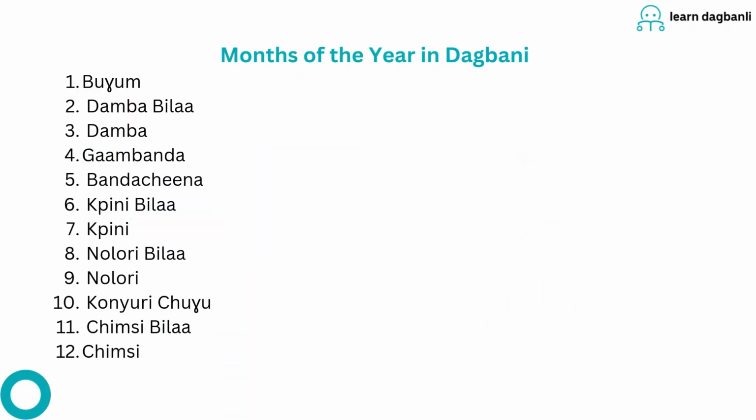Now let's look at the months of the year in Dagbani. Boam, Dambabala, Damba, Gambanda, Banda China, Kinibala, Kini, Nolorbala, Nolore, Konyurucho, Chimsibala, Chimsi.